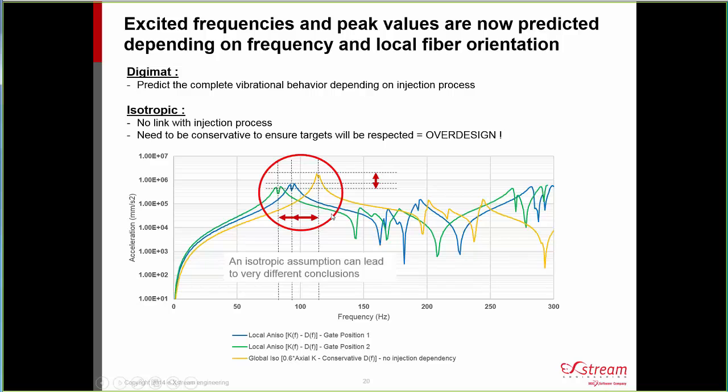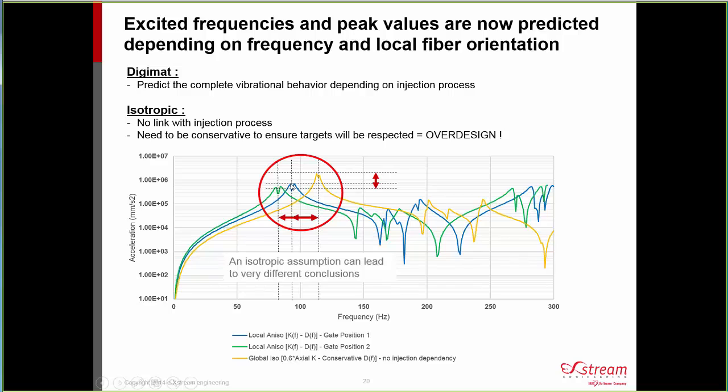If you use an isotropic method, of course, there is absolutely no link to the injection process, so you've got one behavior which is only driven by the geometry, but not by the injection process, which does not make sense when we talk about reinforced plastics, of course. So here you see that you can have a huge difference in the excited frequencies that you can identify. But what is more important is that you can have very big differences in the acceleration levels that you can identify with isotropic or with Digimat capability.